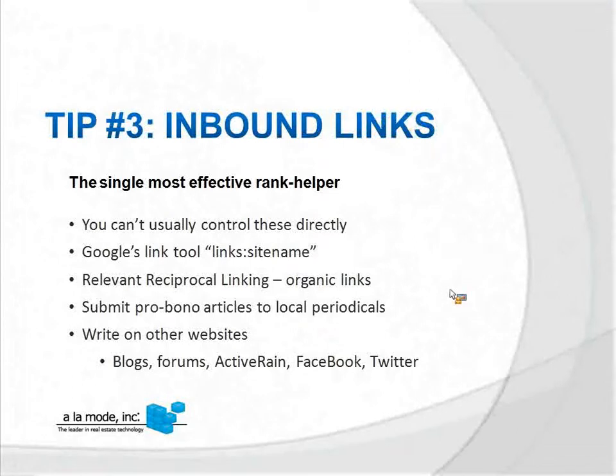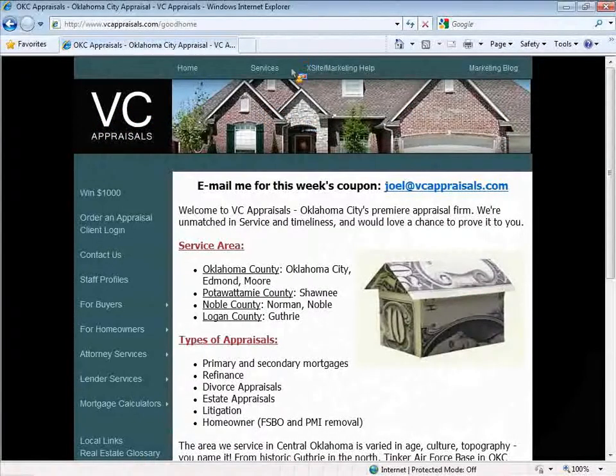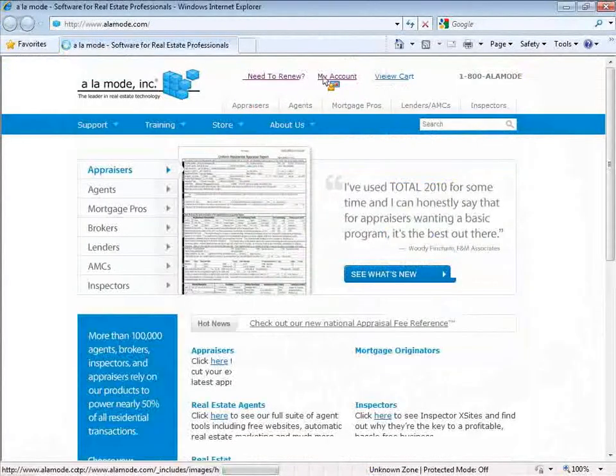Okay, number 4, Google Local. Get to the top for free. This is that Oklahoma City appraisals thing that I mentioned earlier in Google. Let me get another web page here.